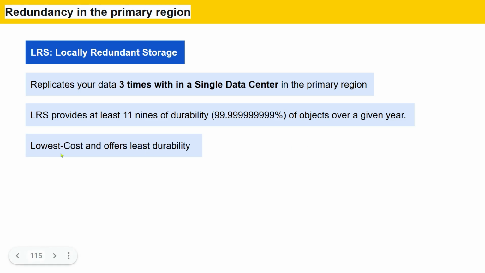Now this is the lowest cost and offers least durability. Now why is it saying least durability? 99 is a very big number for me. Now why is it saying least durability? Let's see it.